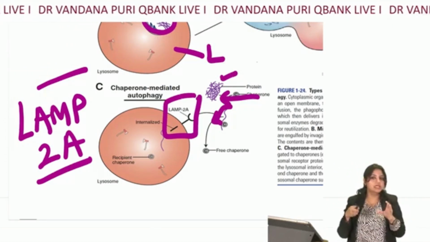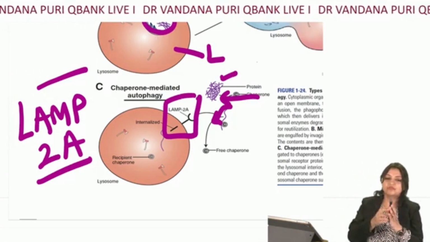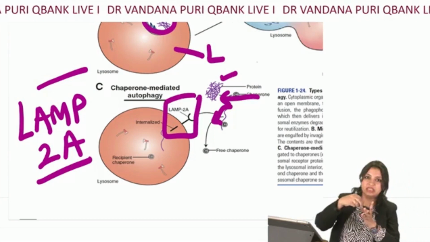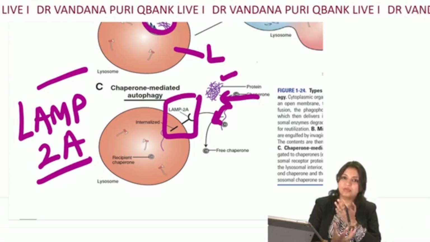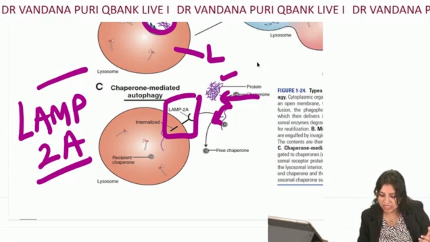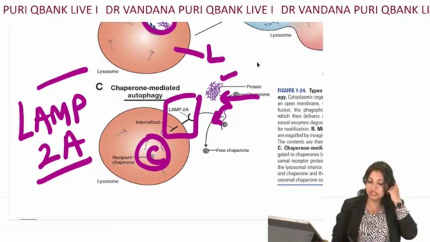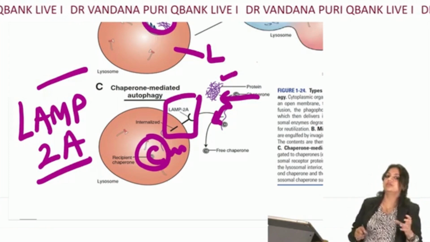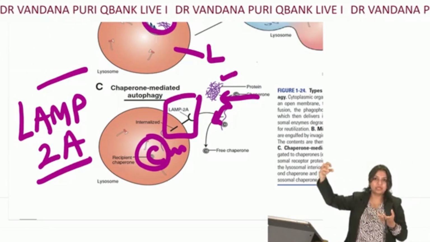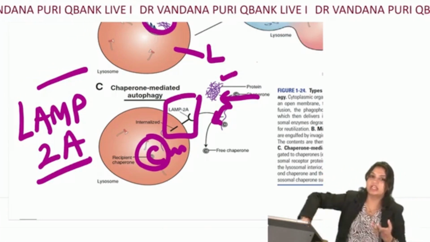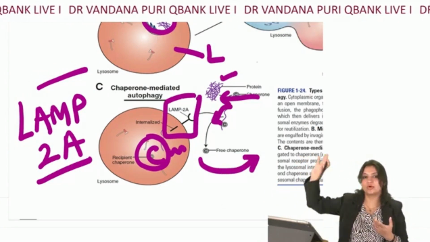Now what will happen is LAMP2A will bind with the chaperone-bound protein. This protein will be inserted inside the lysosome and another chaperone will bind with it. The chaperone which binds inside is called the receptor chaperone. It will hold the protein. And the chaperone which brought the protein will become free for binding with another misfolded protein, and it will go.